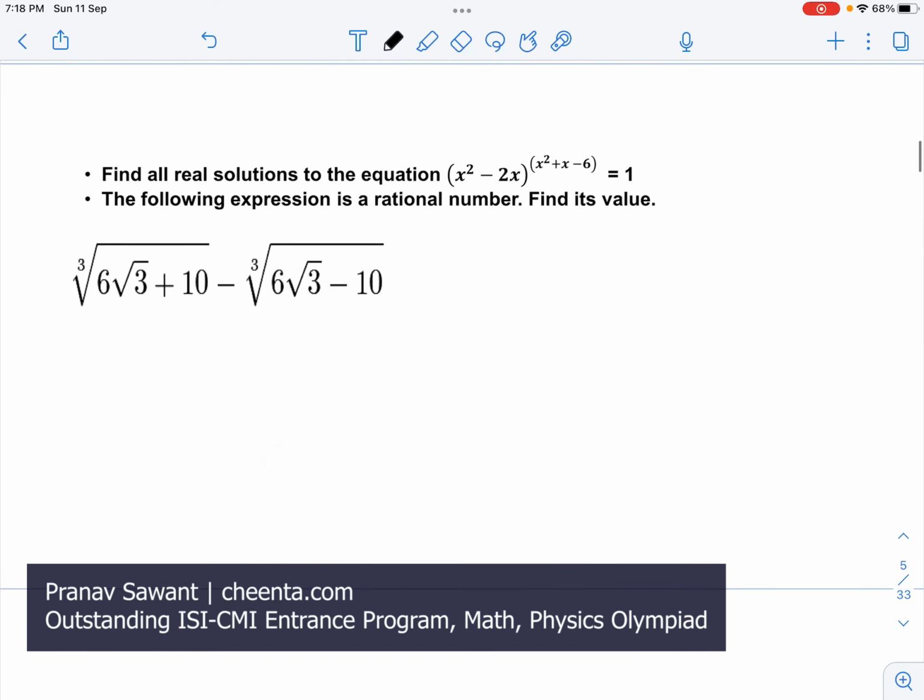So this was the problem, and it had two parts. It had two subparts, basically A and B. And in the first subpart, they're asking us to find all real solutions to the equation that's given over here.